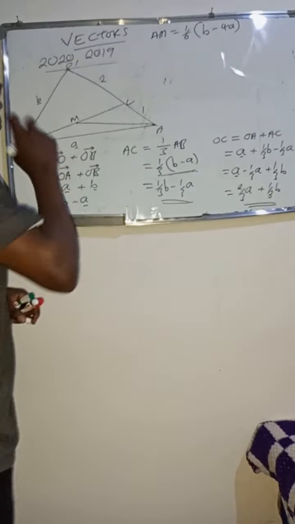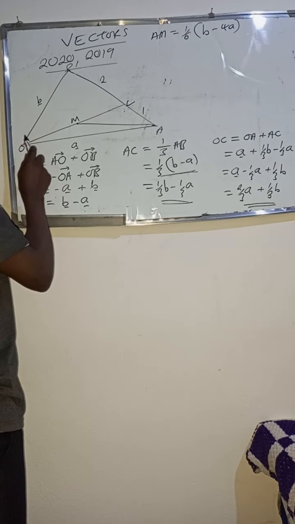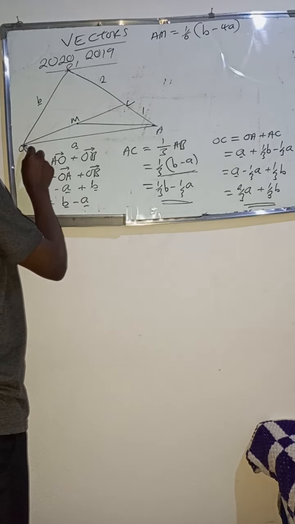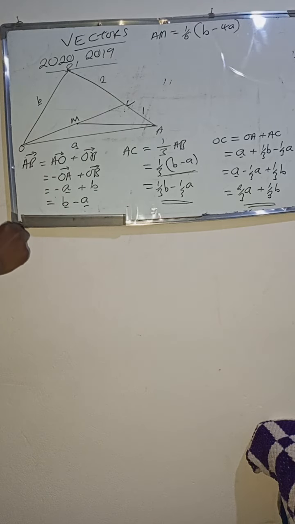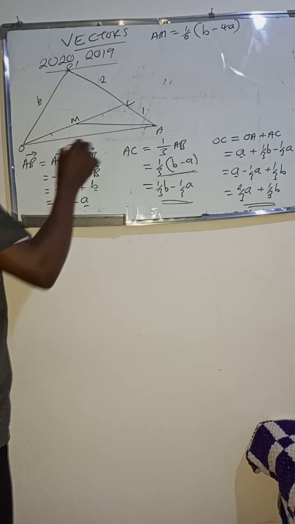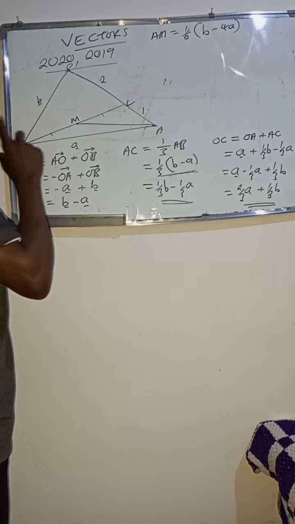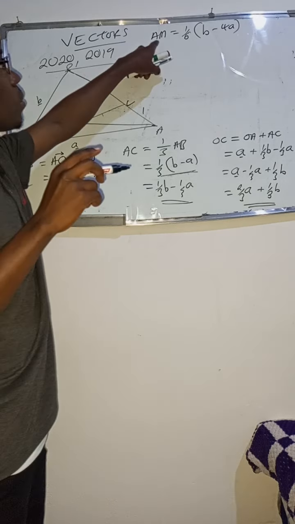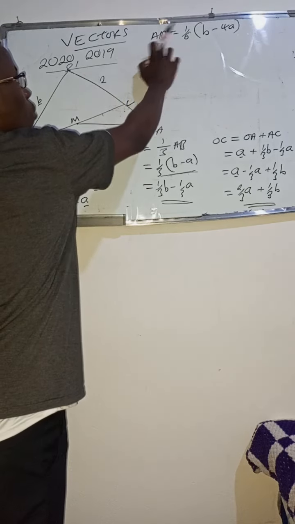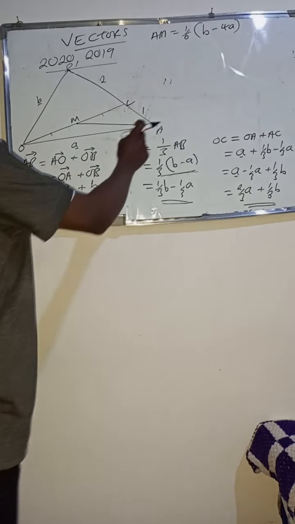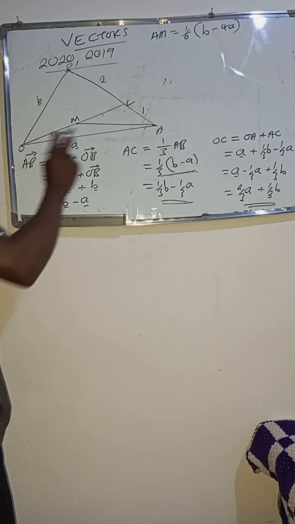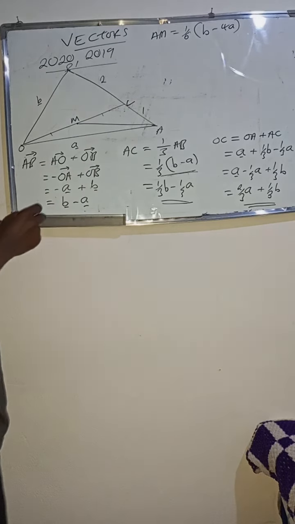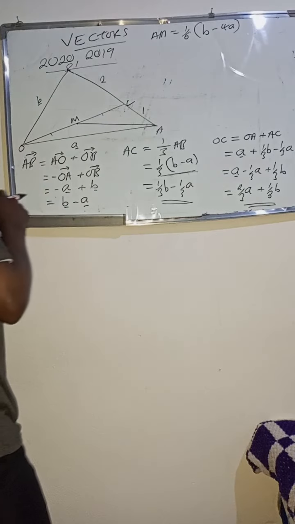Okay, so now, we're saying that M is the midpoint, right? So it means that this is equal to that, isn't it? And here, look at this, we're looking for AM. Show that AM is equal to that. So now, we want to move from A to M. How do we move?